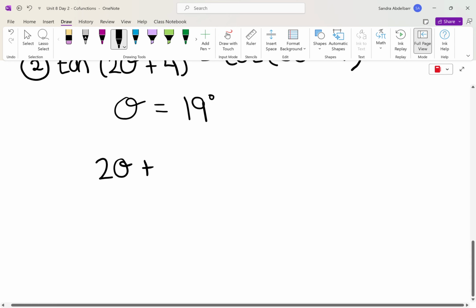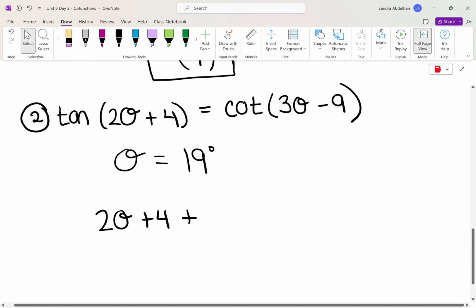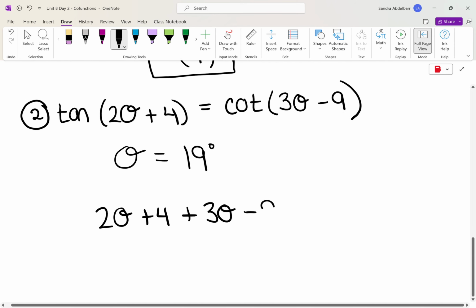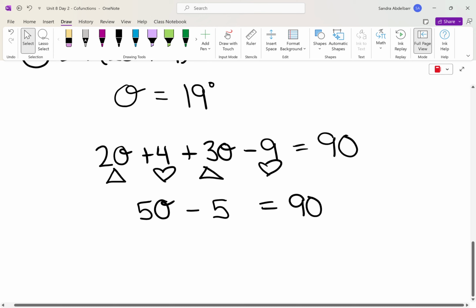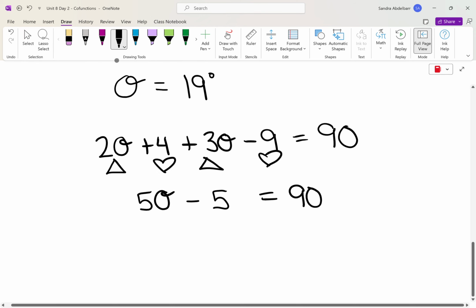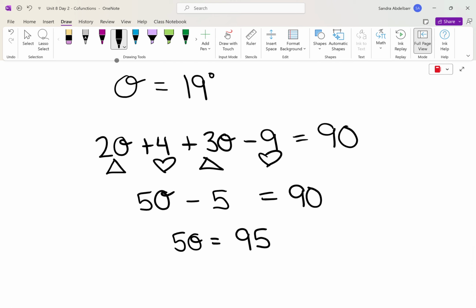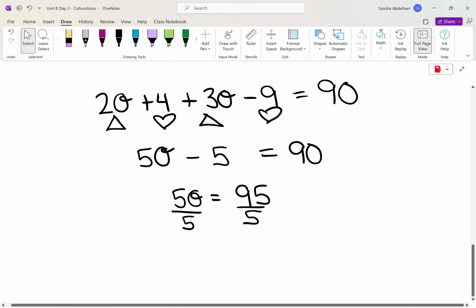So we're going to have 2 theta plus 4 plus 3 theta minus 9 equals 90. So 2 theta plus 3 theta is 5 theta. 4 minus 9 is a negative 5. Add that 5 over, so 5 theta equals 95. Divide by 5, and we get theta equals 19.